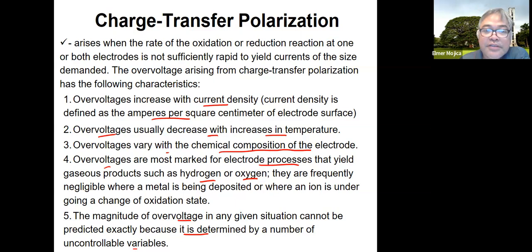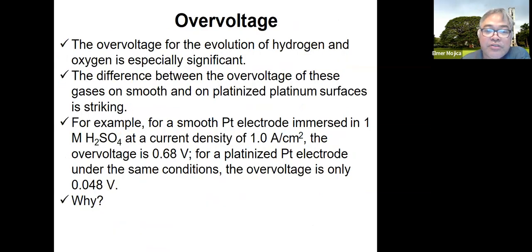So if you're going to look at this overvoltage, usually it's for the evolution of hydrogen and oxygen. That is where they are significant.